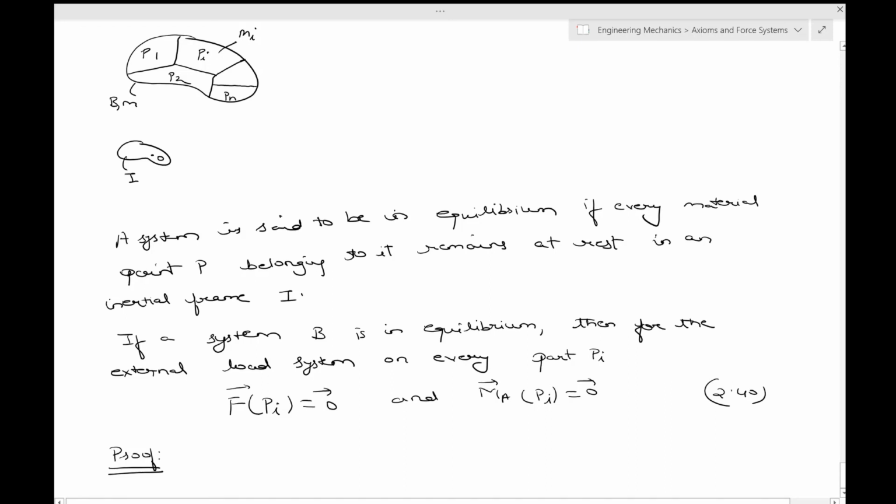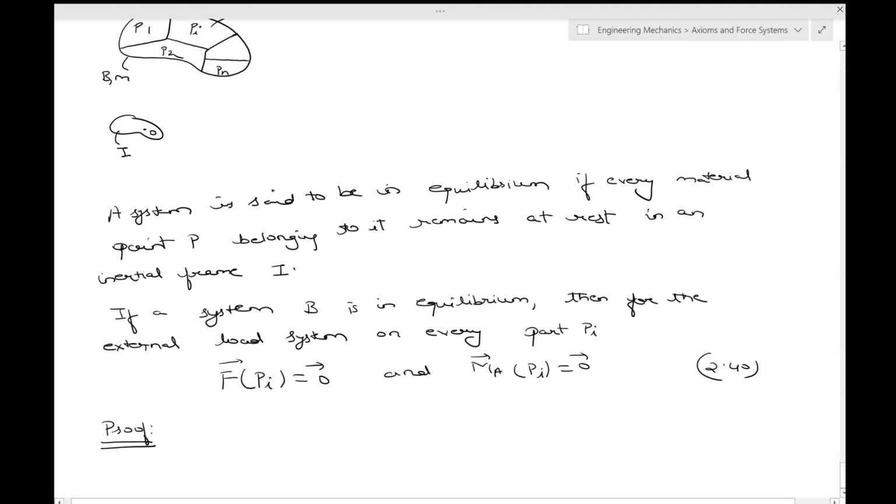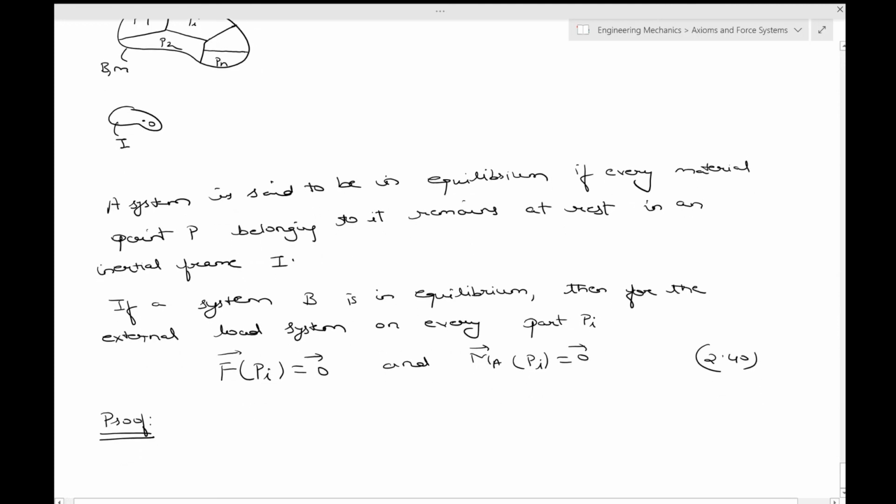So if a system B is in equilibrium, then for the external load system on every part Pi, this is true. A system is said to be in equilibrium if every material point P belonging to it remains at rest in an inertial frame. So let's start with that. Every point P belonging to it remains at rest in an inertial frame. That means that the velocity of P with respect to I is equal to 0.